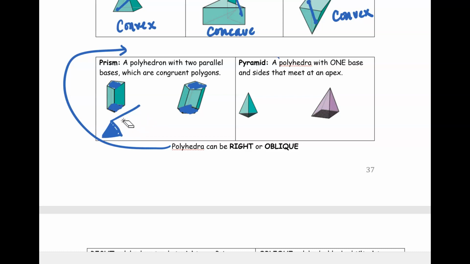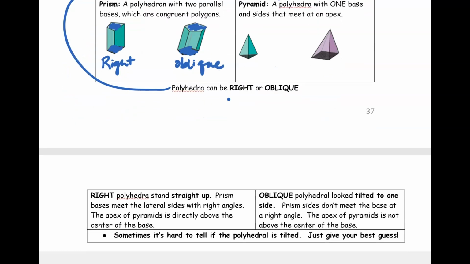And a prism can either be right or oblique. Right meaning it's standing straight up. So this one is right and this one is tilted. So oblique just means that it's tilted. And you can see here, that should go down there. So right or oblique, you got the definitions there.